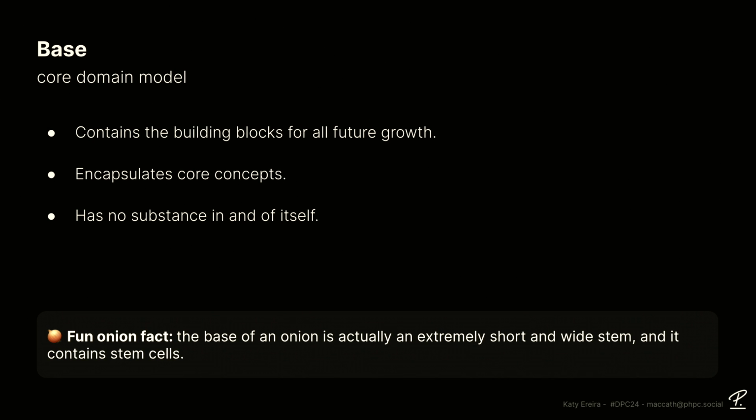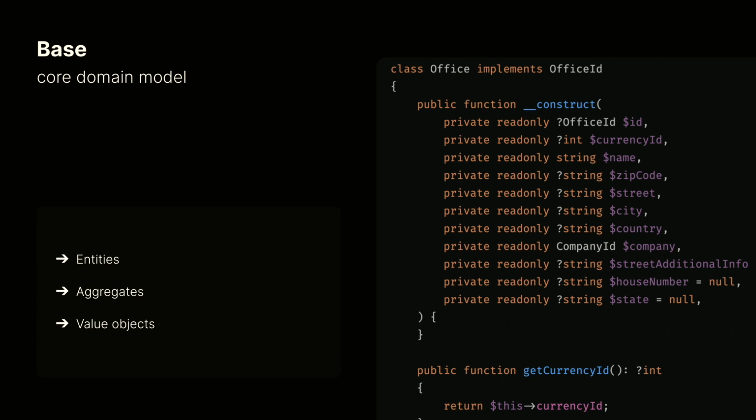And yes, the base of an onion is a stem. It's just very short and very wide. It has a top, and all of the fleshy leaves and layers grow from the top, and from the underneath grow roots. So in this layer, you'll find things like entities, aggregates, and value objects, and I'm sure you've heard these kind of terms before when it comes to domain-driven design. But these are like the things that are the core concepts of your system.